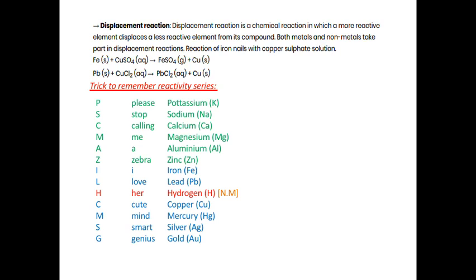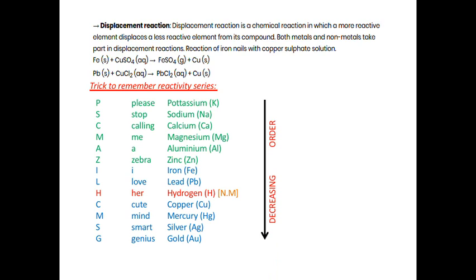Every first letter I have taken for potassium, sodium, calcium, magnesium, aluminum, zinc, iron, lead, hydrogen, that is a non-metal, copper, mercury, silver and gold. And this series is arranged in decreasing order of their reactivity. Means potassium is the most reactive and gold is the least reactive.